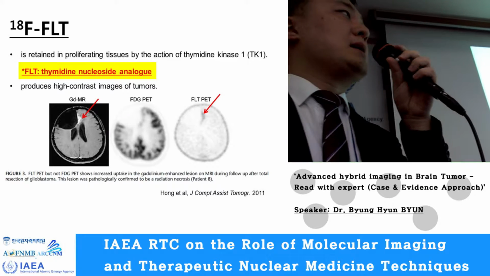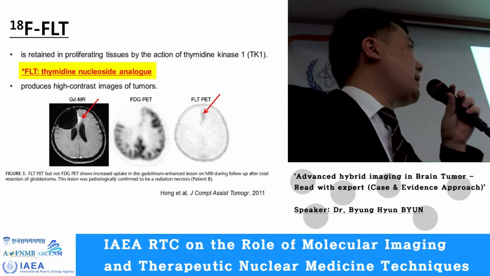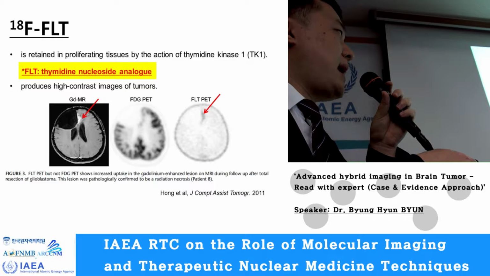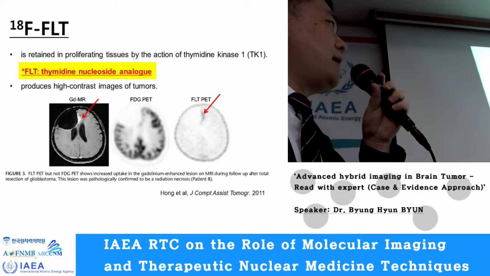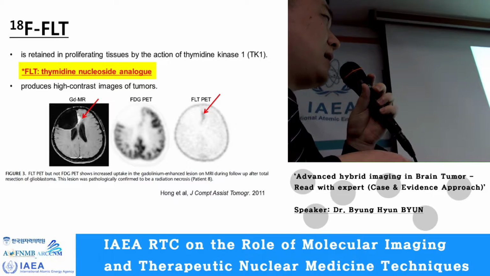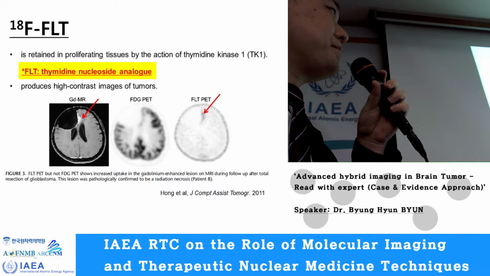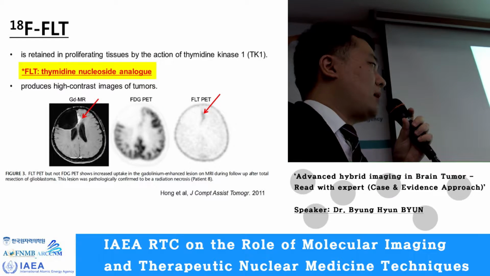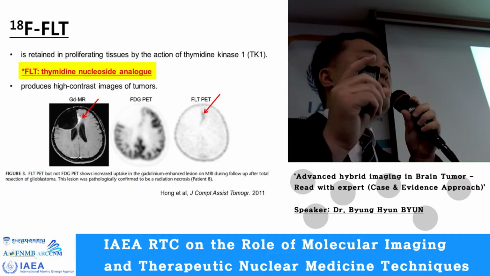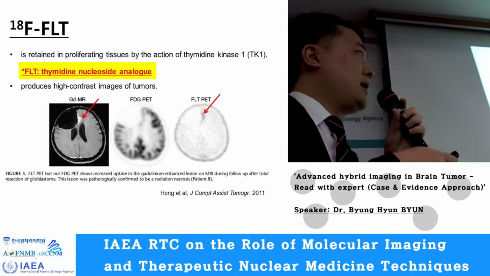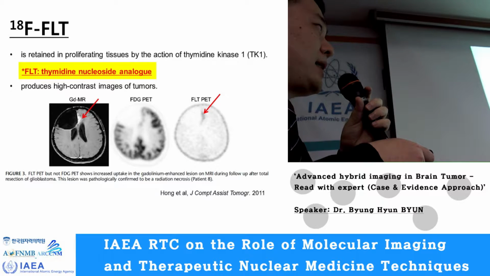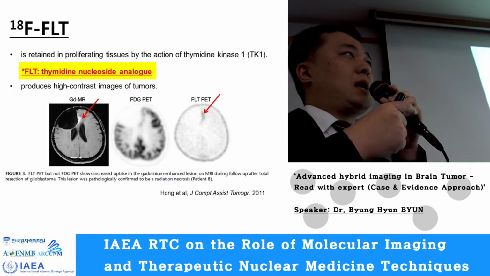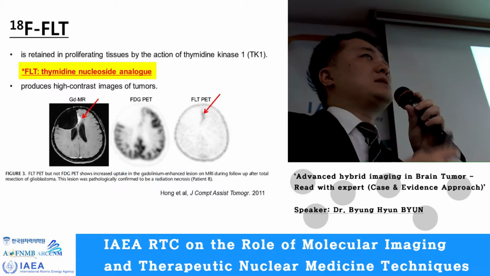Another radiopharmaceutical is F18 FLT. F18 FLT is retained in proliferating tissues by the action of thymidine kinase 1, and FLT is a thymidine nucleoside analog. So on FLT PET, normal brain parenchyma usually shows little uptake because it is not a highly proliferating tissue. So it is very useful for differentiating tumors from non-tumorous regions.